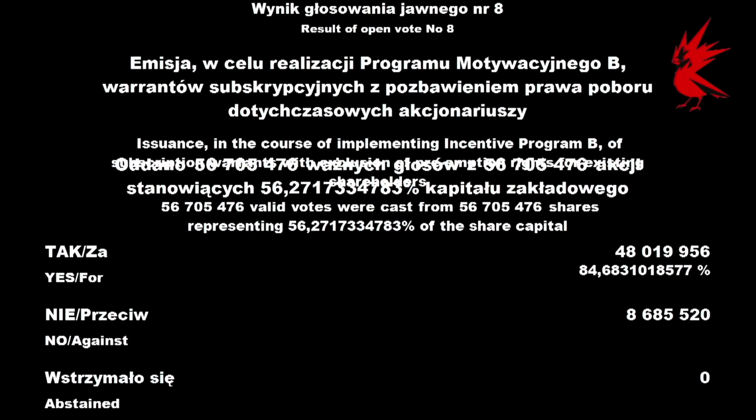The system is ready. Thank you. Please display the results. I announce that the resolution has been adopted as proposed. 48,019,956 in favour, 8,685,520 against, nobody abstained, so there were 56 point something of 86 point something percent votes in favour, more than required. Hence, the general meeting adopted both motivational programs, as this completes the block of votes related to motivational programs.